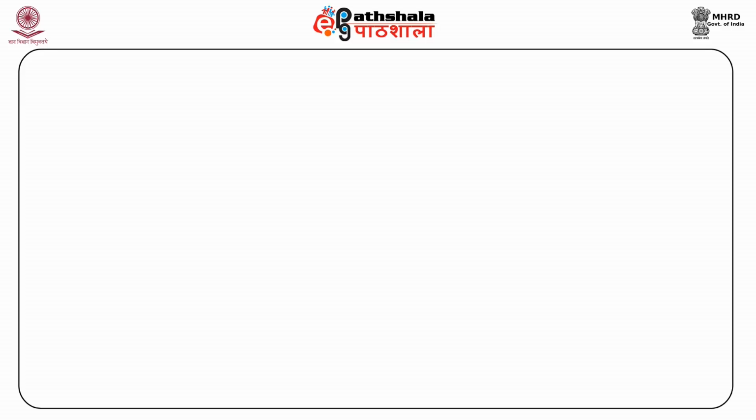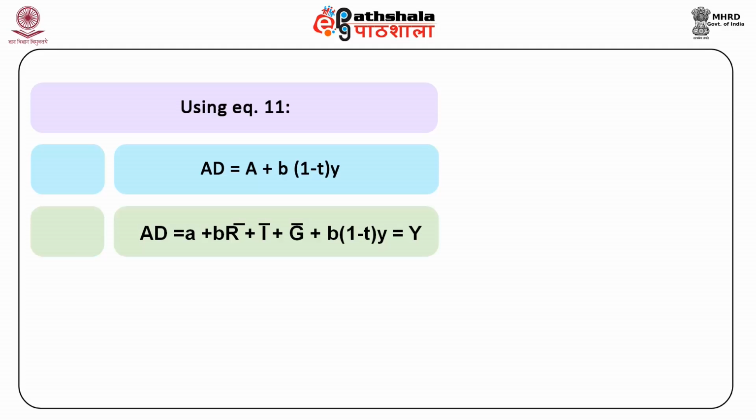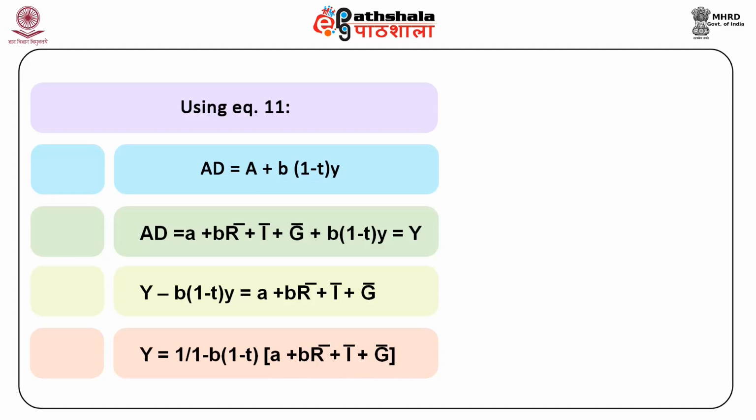Equilibrium takes place when AD = Y. Using equation 11, AD = capital A + B(1 - T)Y = Y. Or AD = A + BR bar + I bar + G bar + B(1 - T)Y = Y. Or Y - B(1 - T)Y = A + BR bar + I bar + G bar. Or Y = 1 upon 1 - B(1 - T) into (A + BR bar + I bar + G bar).